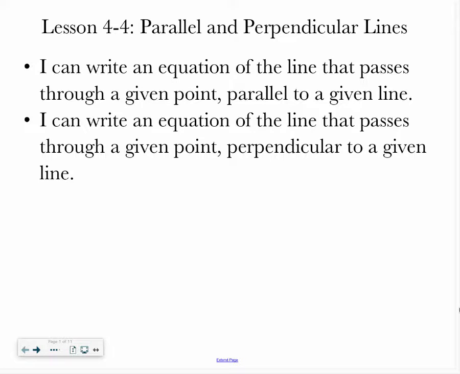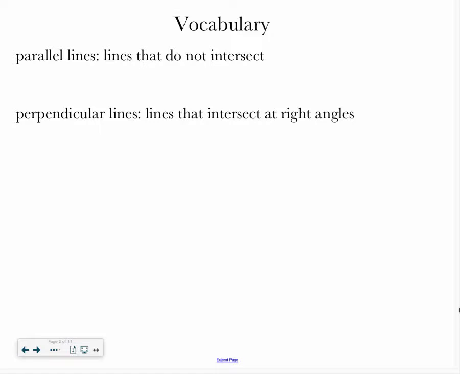Hello class, welcome to lesson 4.4, which is all about parallel and perpendicular lines. By the end of this lesson, you should be able to write an equation of the line that passes through a given point that's also parallel to a given line, and you should be able to do the same thing but have it be perpendicular.